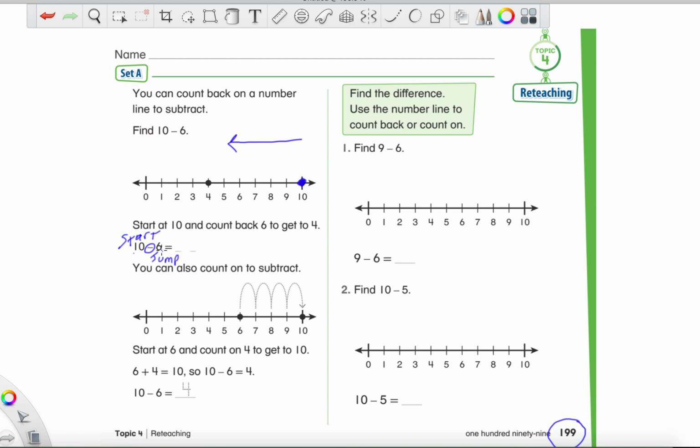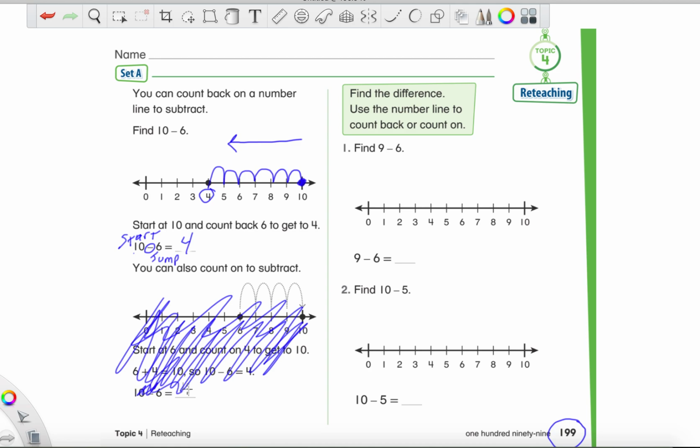So we start on 10 and we're going to jump 6 times. So we jump backwards 6 times. 1, 2, 3, 4, 5, and 6. I stop. I land on 4. And that's how they got 4 as their answer. Now, I'm not going to go over this bottom part because it might just confuse you guys. Don't worry about it. As long as you can use your number line properly, you'll be in good shape.